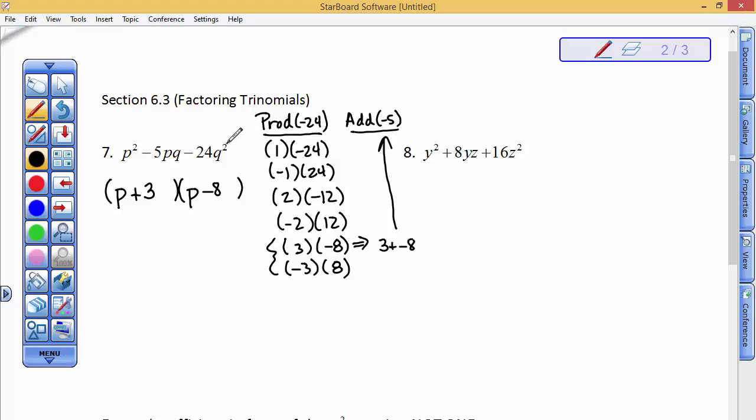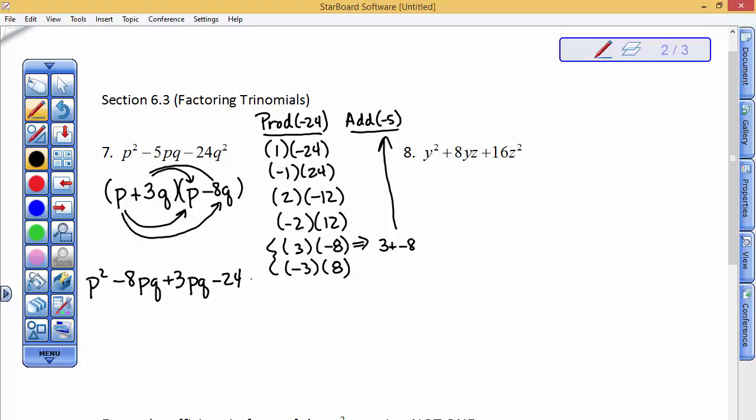So p times p is p squared. Here, this is where the PQ comes from. P times a minus 8Q is a minus 8PQ. 3 times QP is a positive 3, I'm going to write it as PQ. Positive 3 times a minus 8 is a minus 24. Q times Q is Q squared. And then these are like terms. They combine to be the middle term of a minus 5PQ. And because I have what I started with now, I have successfully found the factored form of this problem. Let's look at this one finally.